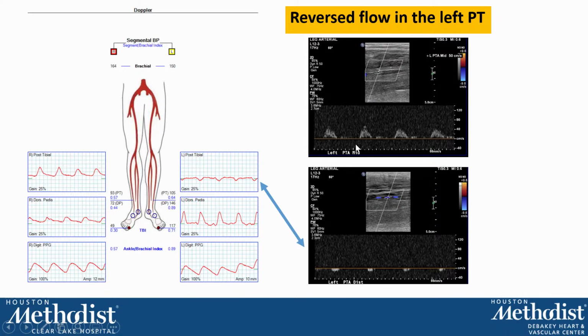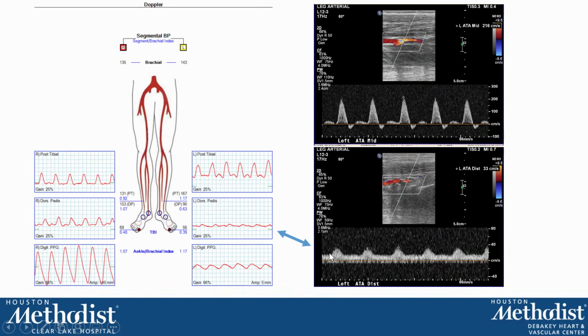Okay, so this is the left mid posterior tibial artery, and at the distal posterior tibial artery, you see reversal of flow. So you know that there's a segment of occlusion anywhere above the ankle where this measurement was taken, and it's anywhere between the mid to distal segment. But the physiologic study correlates exactly with the duplex ultrasound.